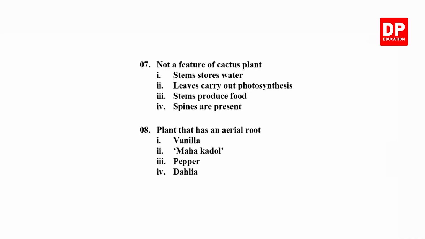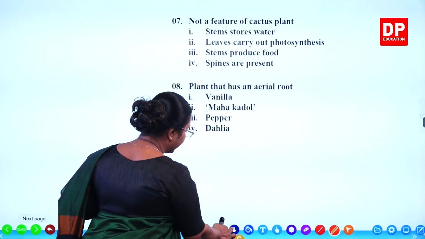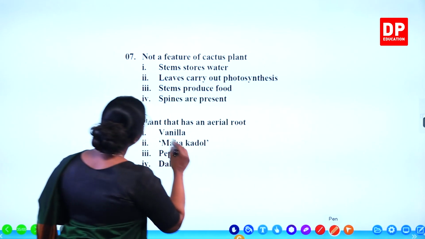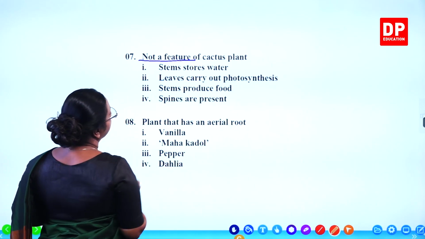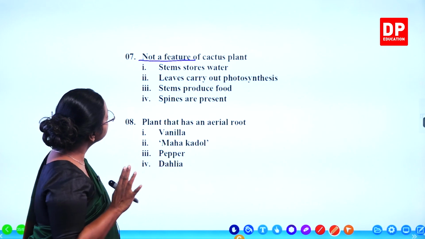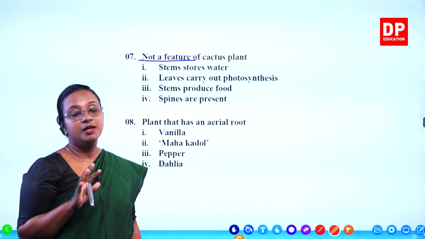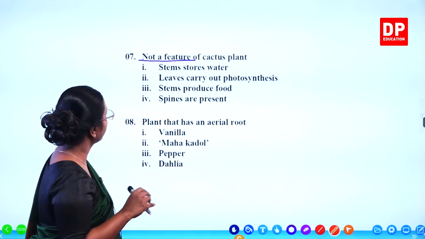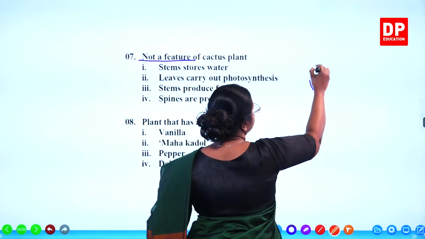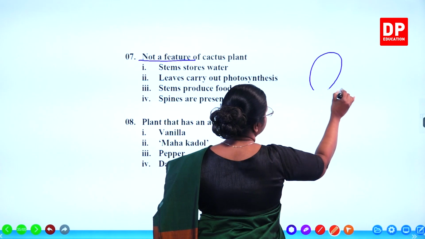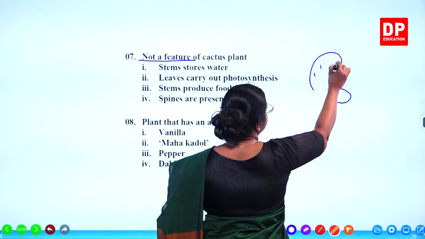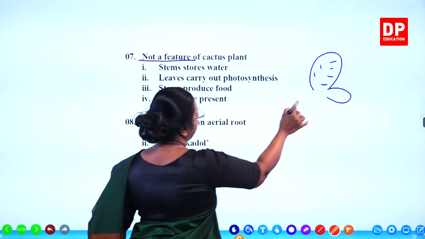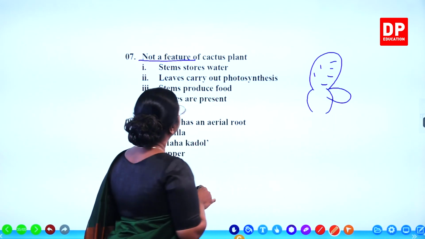Not a feature of cactus plant. Again, look at the question. Not a feature of cactus plant. Now stems store water. They are fleshy stems, so obviously they will be able to store water. You can remember the cactus plant. It has a structure like this, and here you can see these spines. So stems can store water. They are cactuses like this.